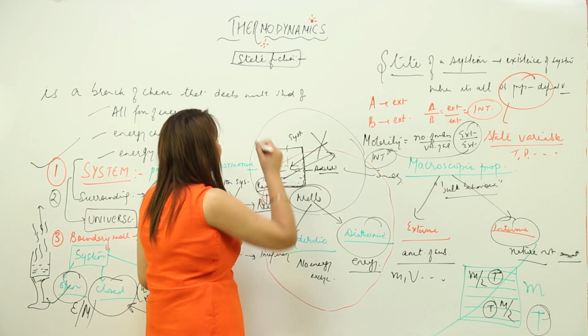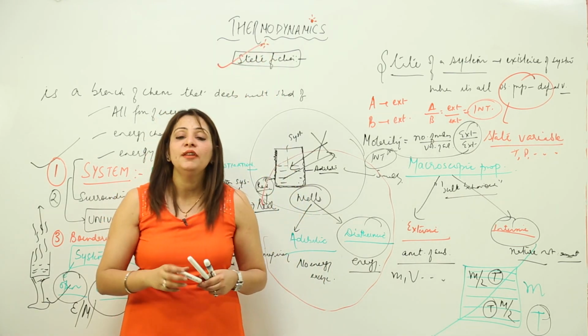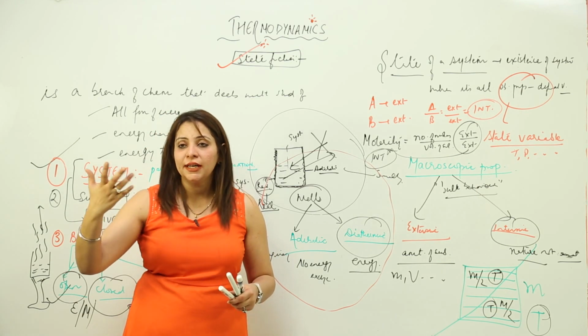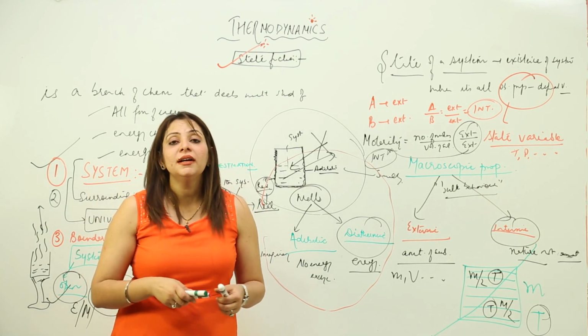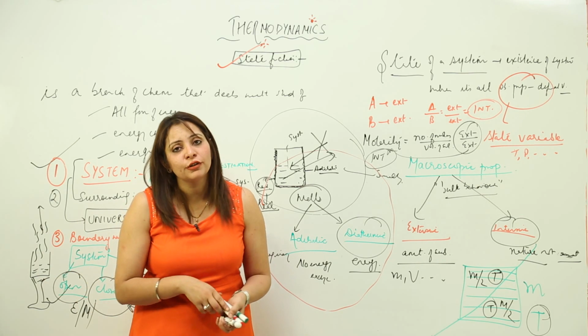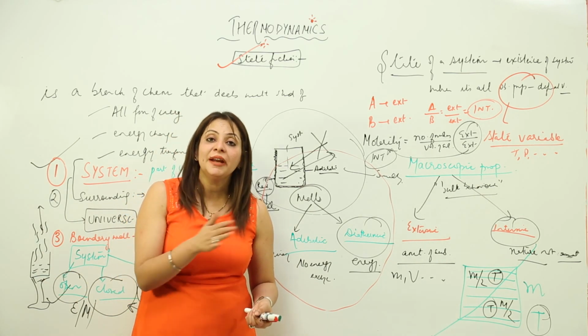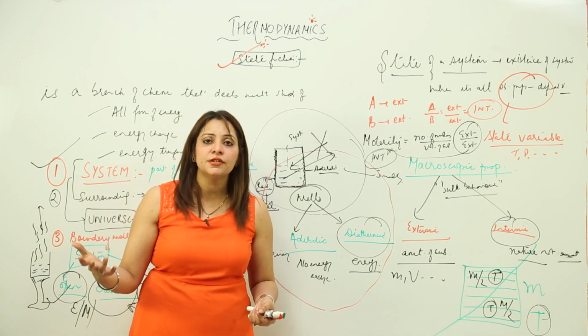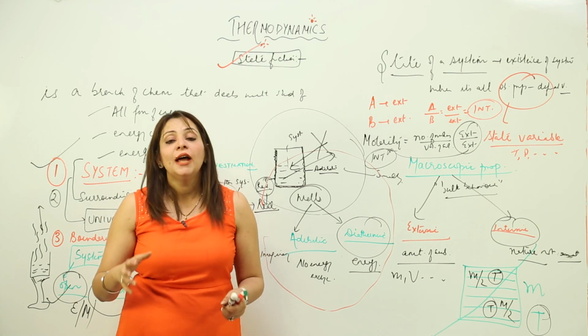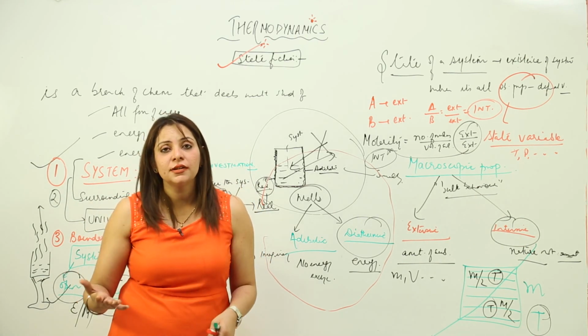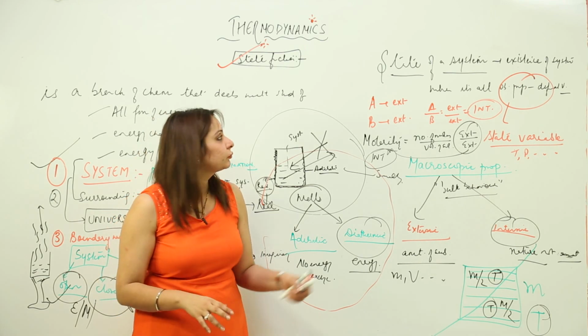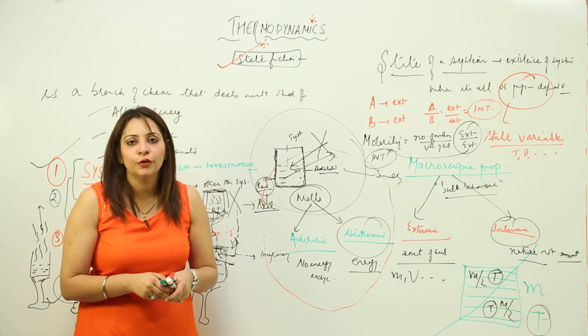State function is an important concept because when we start with more topics, we are going to check whether a property is a state function or not. If it depends upon the mechanism through which that state is achieved, it is not a state function, and when it is independent of how the state is achieved, it is a state function. So this is what we have as the state function.